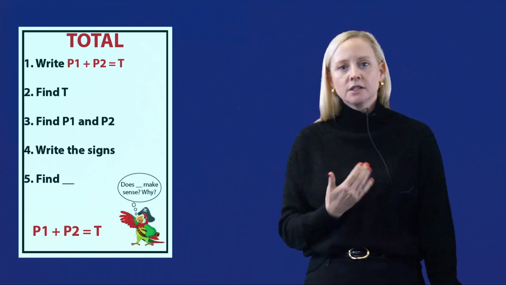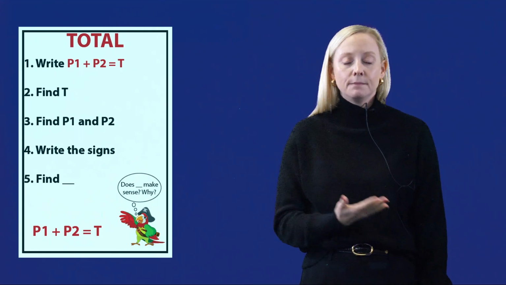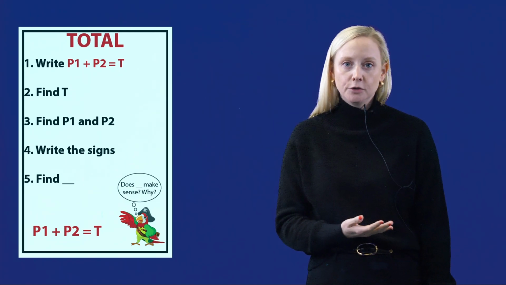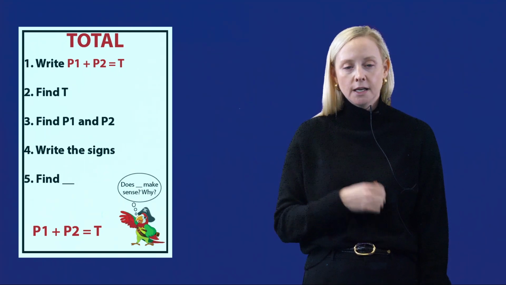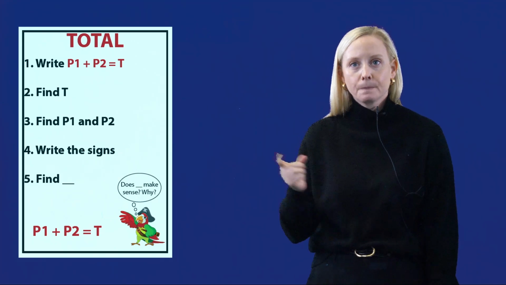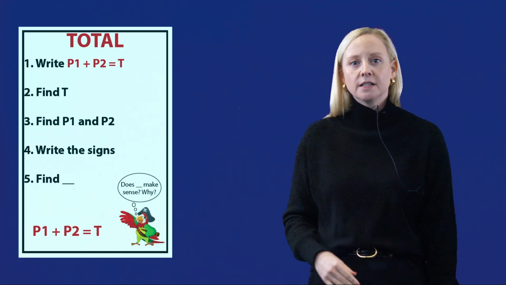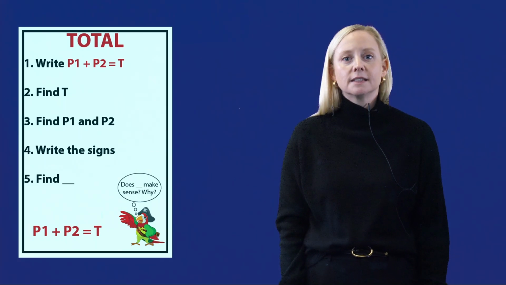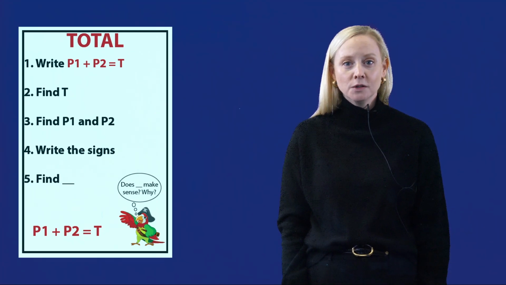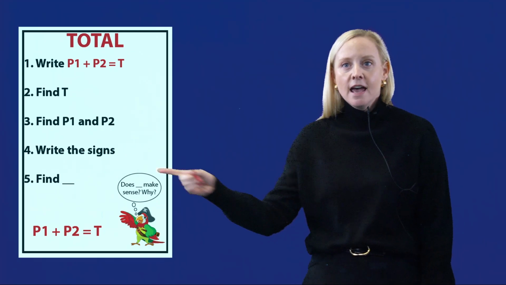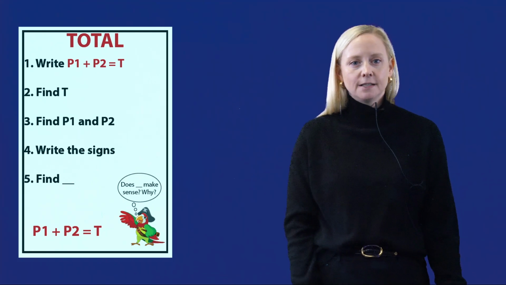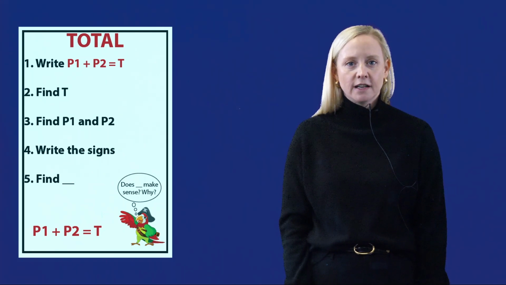For step 3, the student would identify P1 and P2, part 1 or part 2. One of these might be unknown, in which case we would put a blank. For step 4, we write the signs. In total problems, our signs are always plus and equals, or plus and the same as. And then finally, we would find blank or solve for whatever is missing.